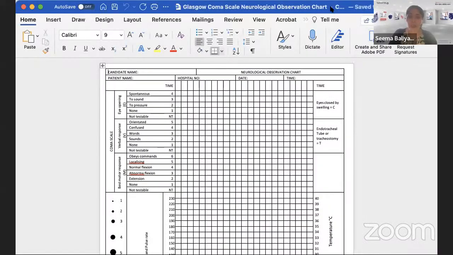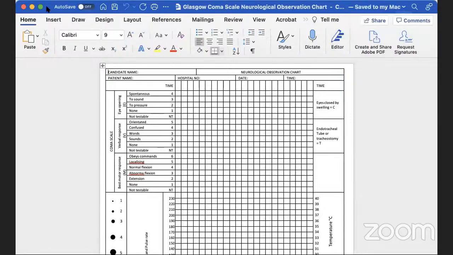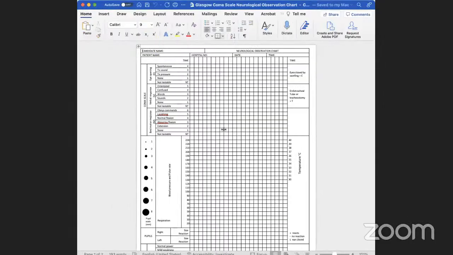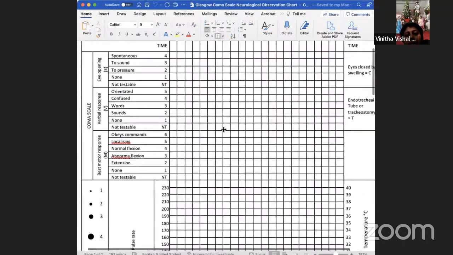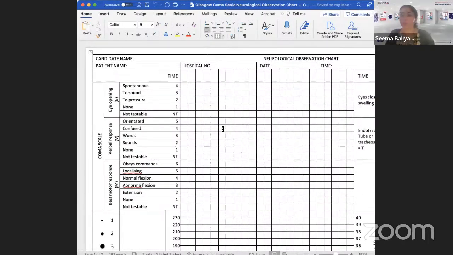Okay, can you see the GCS chart? Can't see clearly, ma'am. It's not clear. Can you see it now?